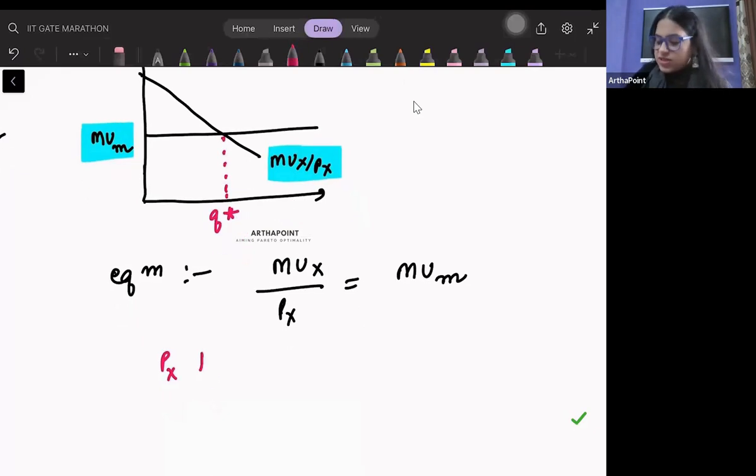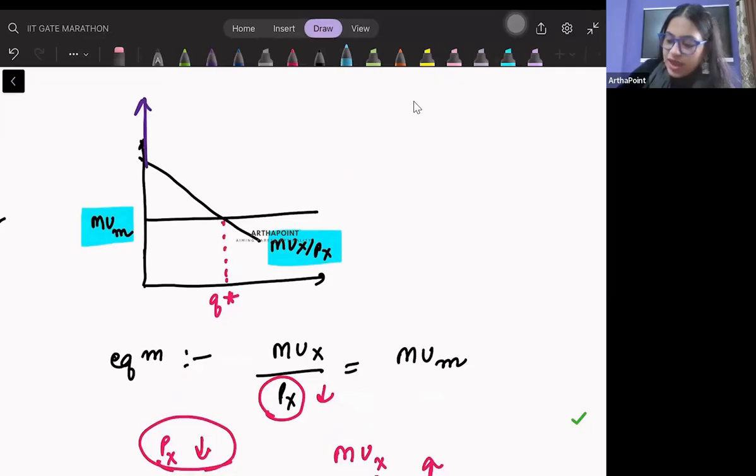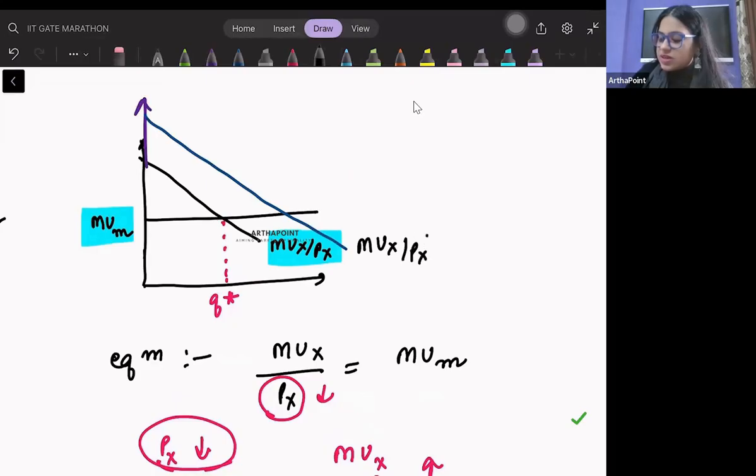So suppose the price of good X decreases. So the denominator is decreasing. If the denominator is decreasing, then MUX by PX will increase. Now I can go ahead and make a separate curve. एक और separate curve बना देते हैं. I can call this MUX by PX dash. ये price decrease होने के बाद का curve हो गया. And now I can say that my quantity has increased to Q dash.